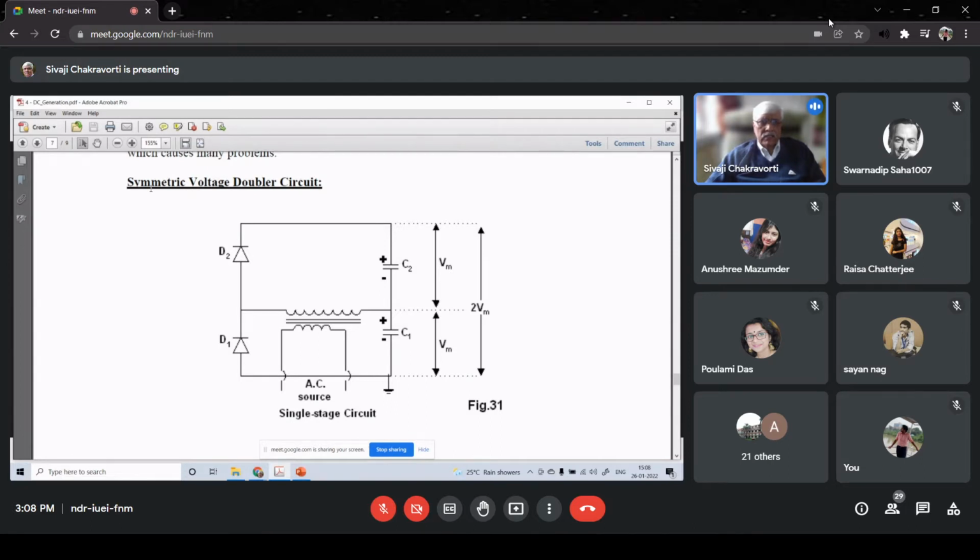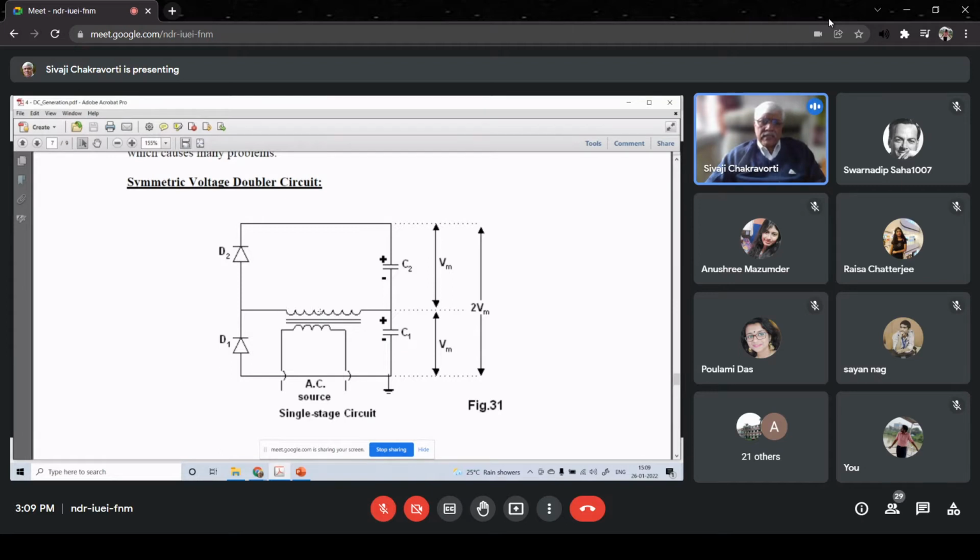Now, why it is called voltage doubler, that I will now explain. As you can see, the circuit comprises two diodes and two capacitors. It is as simple as that. And then this particular terminal at the bottom of C1 is grounded. So that is the reference potential point.